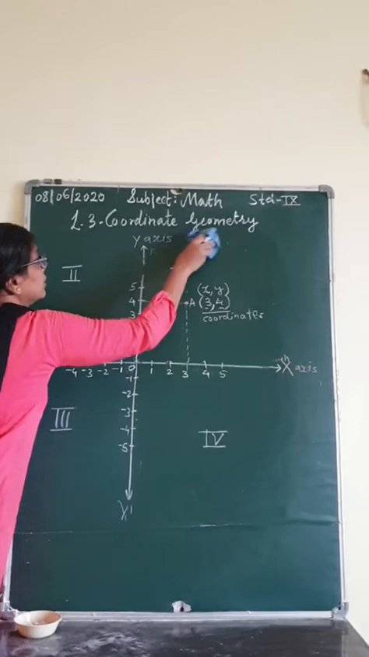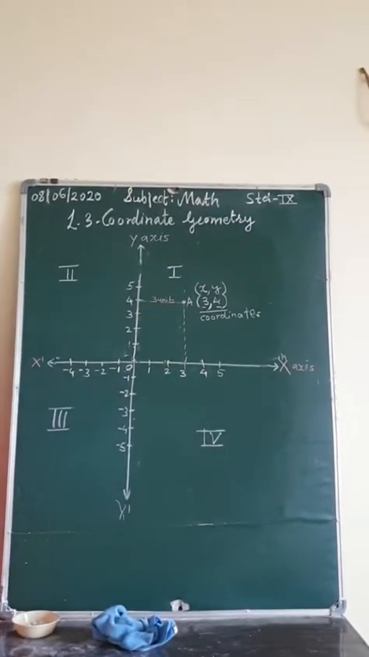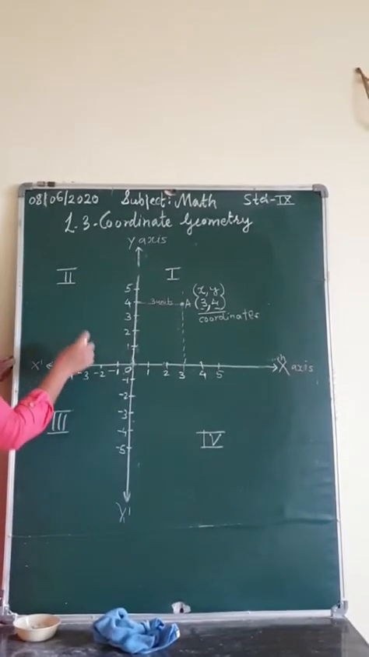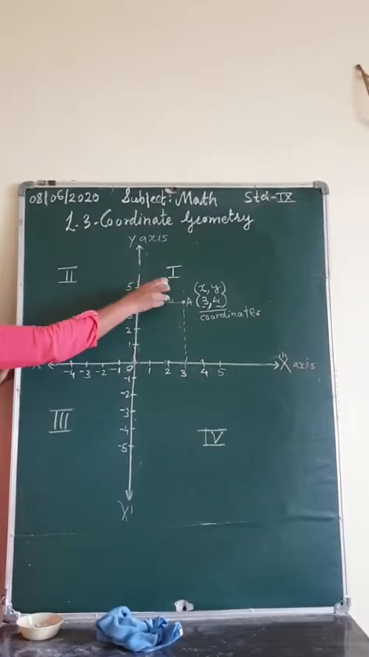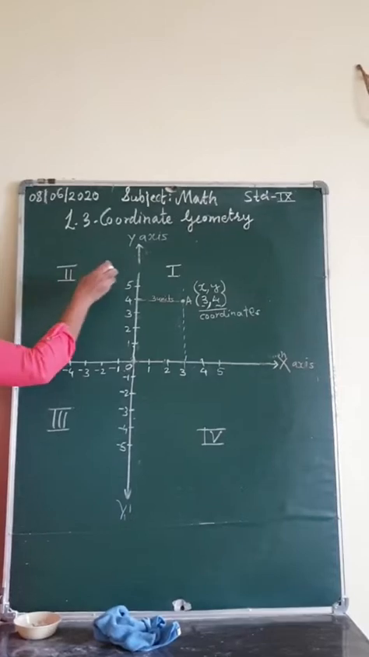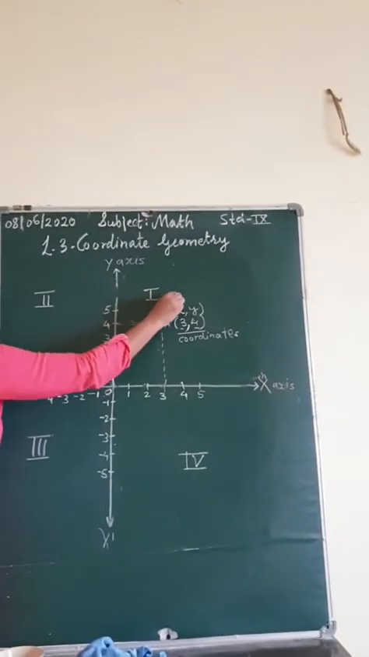So let's see by plotting the points and then describing their positions with the help of the different parts. First of all, let me tell you, these parts are known as quadrants. So this is the first quadrant.